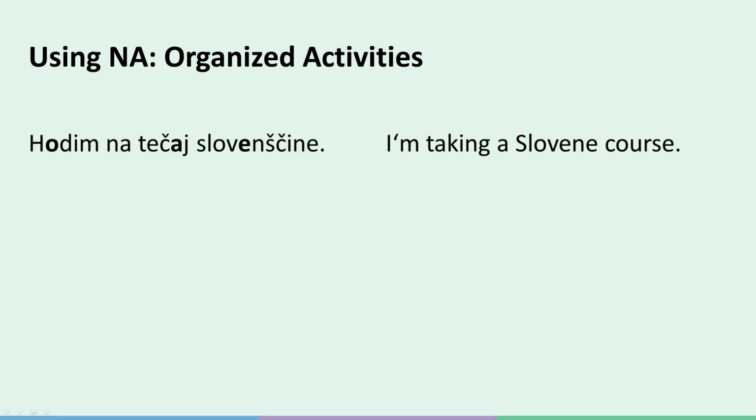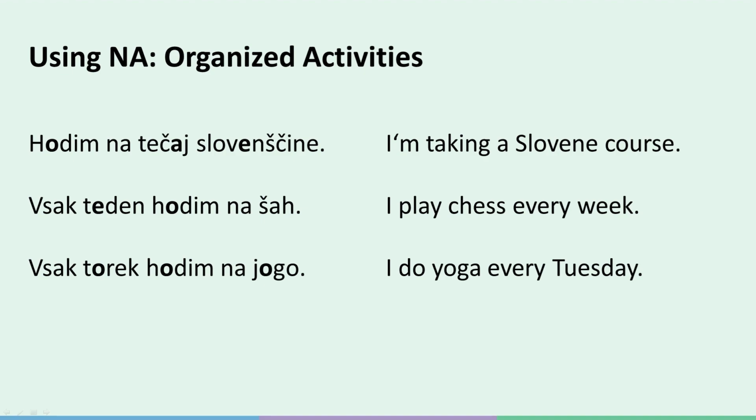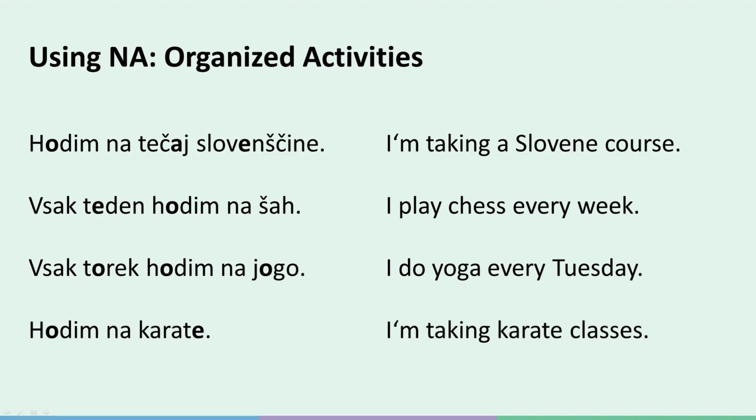Hodim na tečaj slovenščine means I'm taking a Slovene course. Vsak teden hodim na šah means I play chess every week, but it implies having a coach and it being organized. I don't know if you can say to practice chess in English. If yes, then it's more to practice chess. Vsak torek hodim na yogo means I do yoga every Tuesday. Again, it's evident from the verb hoditi that it's an organized activity. Hodim na karate means I'm taking karate classes. Now let's review everything we've said about na so far.